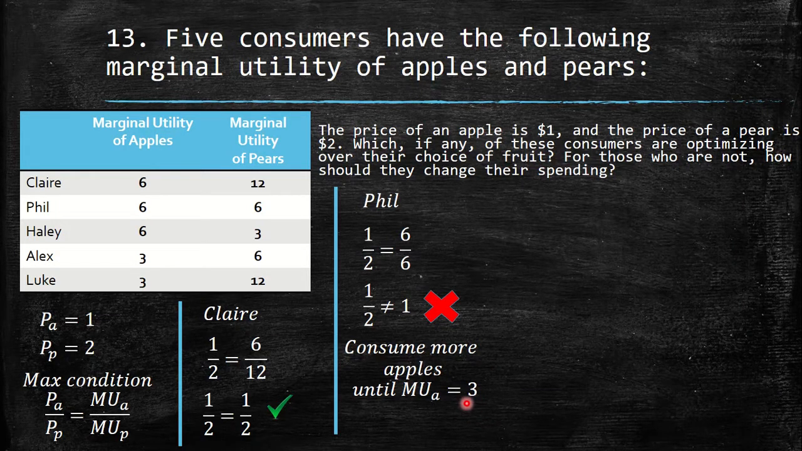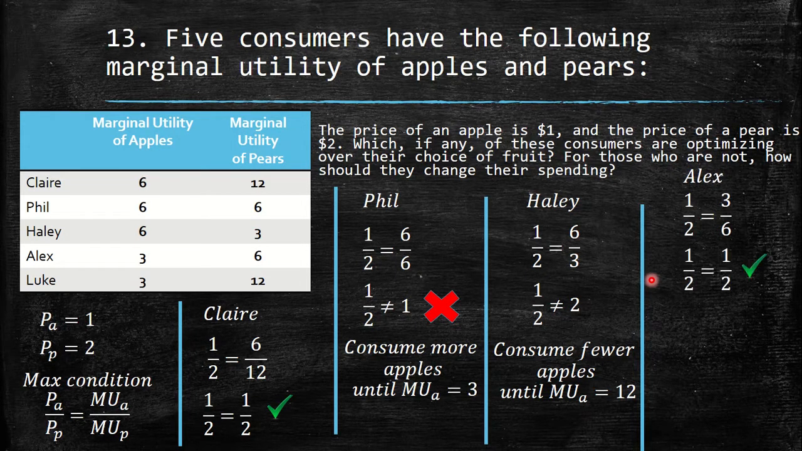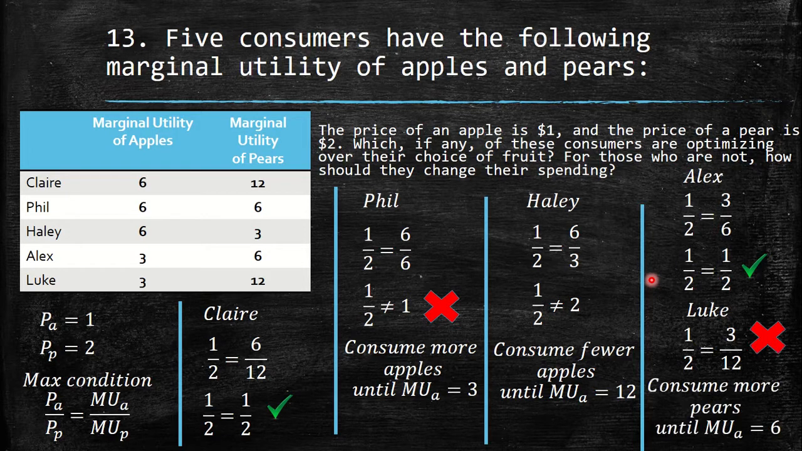Then Phil can maximize. What about Holly? He has 1 over 2 versus 6 over 3, which is different to 2. So then Holly, I recommend that he consume fewer apples. Sorry, this should be not apples, it should be pears. So this should increase until 12. Then Alex, 1 over 2 is equal to 3 over 6. That's right, so he's maximizing. And Luke, he has this situation, so it's not the same. So he can consume more pears until the marginal utility is equal to 6.